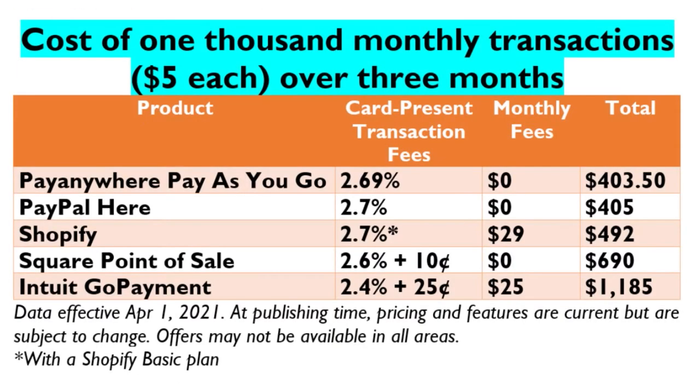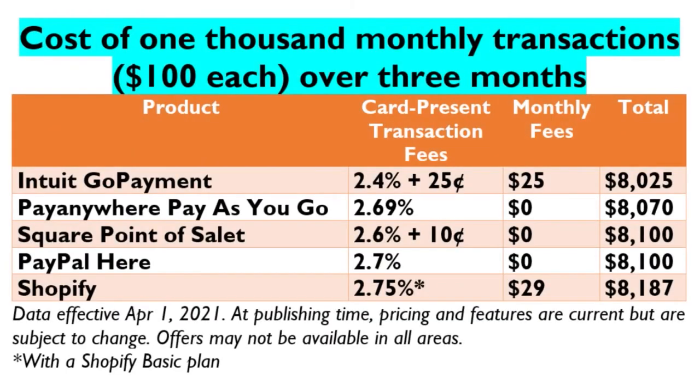So the first table shows the cost of 1,000 monthly transactions, $5 each over 3 months. And we're showing you right now the compare and contrast for those 5 players. And the second table is the cost of 1,000 monthly transactions, $100 each over 3 months. And the dates were as of April 1st, 2021. Those two tables show you the cost of 1,000 monthly transactions of $5 and $100 each.